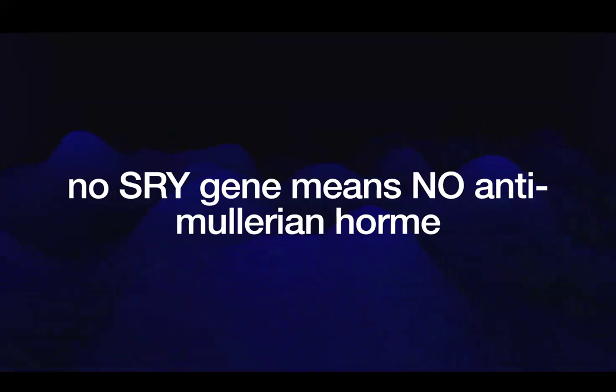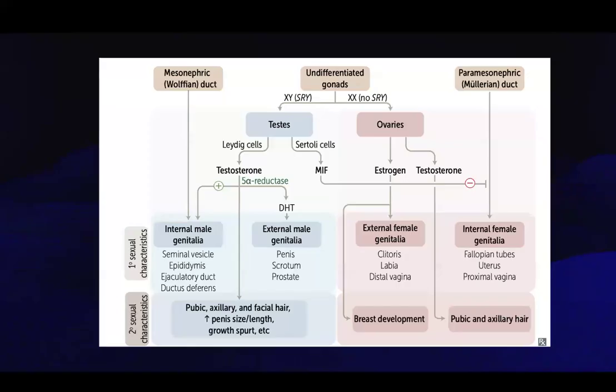Now, why does the absence of the SRY gene lead to that female template? That's because the main role of the SRY gene is to produce something called the anti-Mullerian hormone. So if the patient is 46XX and does not have a Y chromosome, it does not have that SRY gene, therefore no anti-Mullerian hormone is produced.